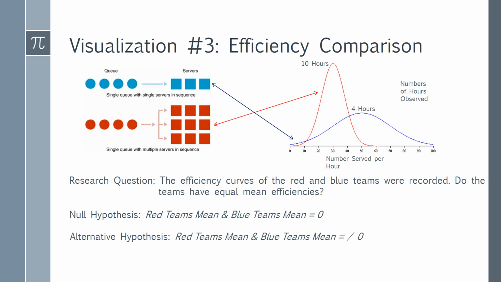And for visualization hypothesis number 3, which speaks to the efficiency comparison, our research question is, the efficiency curves of the red and blue teams were recorded, and do the teams have equal mean efficiencies? So the null hypothesis for this test speaks to the red team's mean and blue team's mean being equal, as to where the alternative hypothesis is the red team's mean and blue team's mean are not equal.